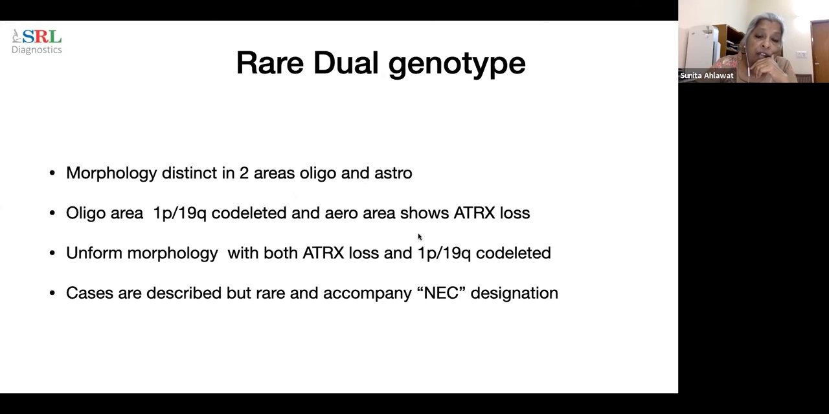reported. And when you see such a case which is showing oligo and astro differentiation, that is oligoastrocytoma, this entity has been taken out of the WHO classification. And when you see this morphology or this evidence, genetic evidence as well as morphological evidence, this should accompany a designation of NEC, not elsewhere classified.